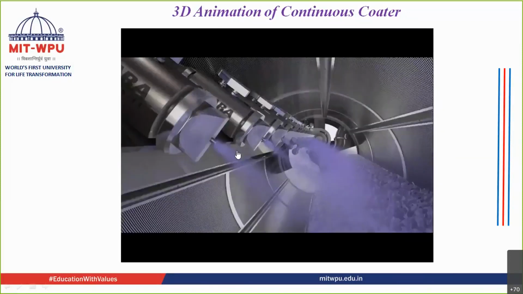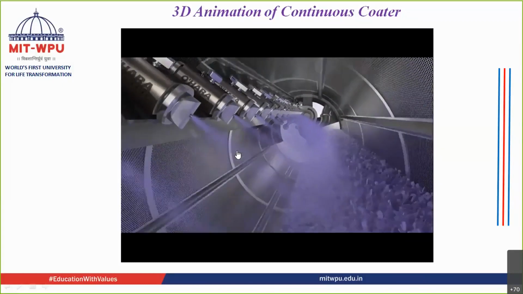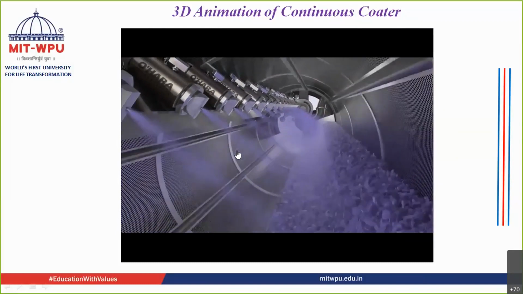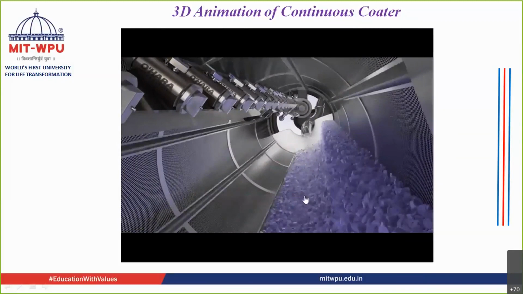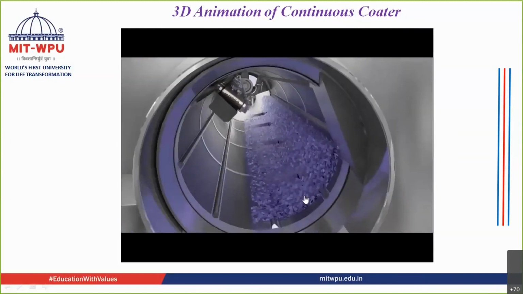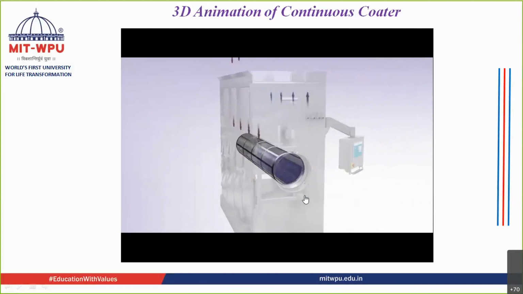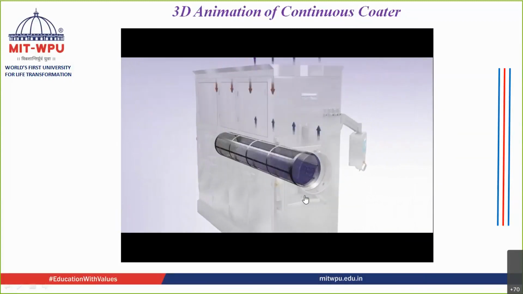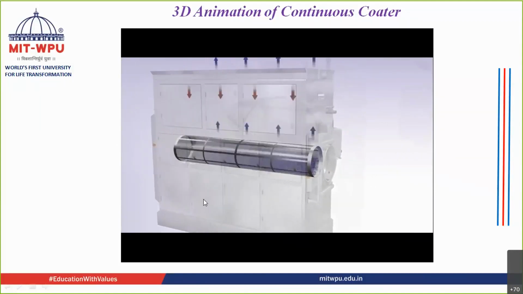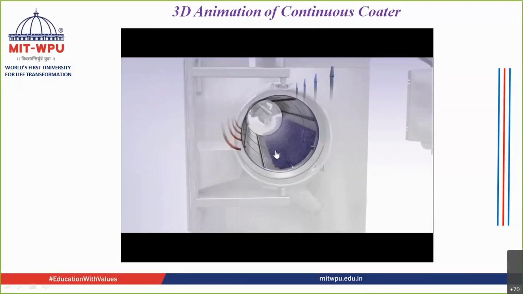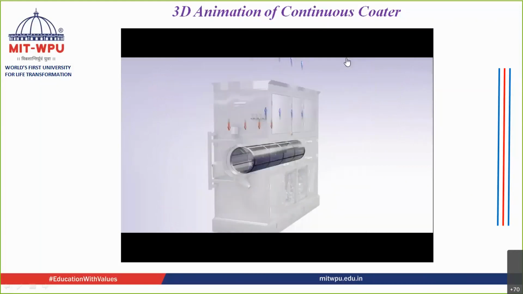These are the pumps which help in spraying the material. If you see this tumbling of the tablets, it is very nicely shown over here. The tablets are tumbling inside the coater, inside the pan. This red is the hot air and this blue is the exhaust. The hot air is coming from outside and going inside, and then the exhaust is removed.